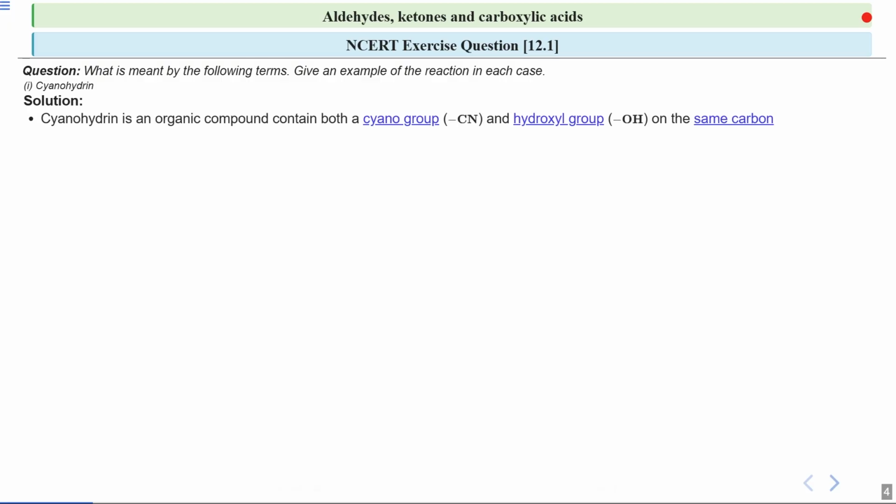So first let us define what is cyanohydrin. Cyanohydrin is an organic compound where the same carbon atom has both a cyano group, which is CN, and a hydroxyl group, which is OH, attached to it. That means the same carbon will have one CN group and one OH group. So if you see this given diagram, this shows you cyanohydrin. You can see to this carbon a hydroxyl group is attached and a cyano group is attached. So this is called cyanohydrin.